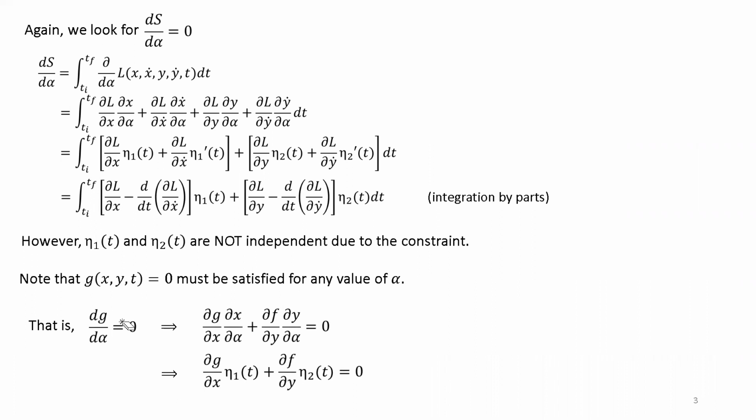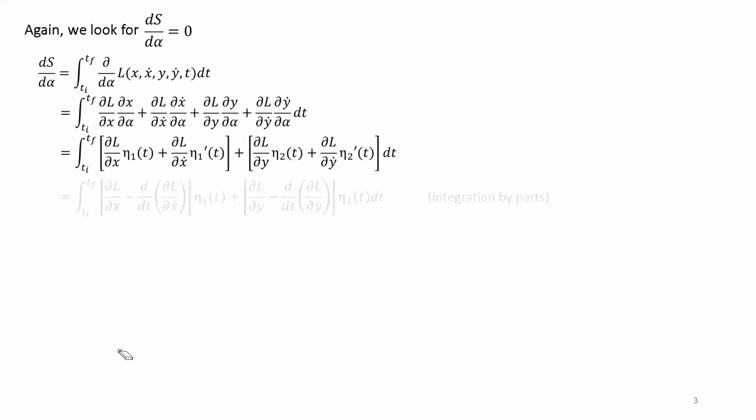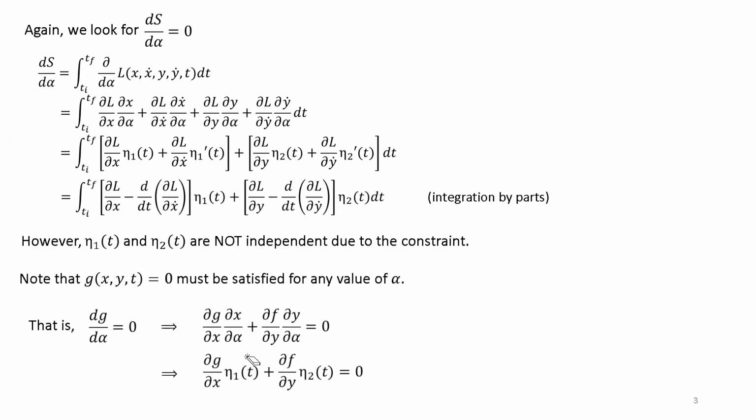And this dg/d alpha equals 0, on the other hand, can be written like this, using chain rule. Now we have this partial x partial alpha term and this partial y partial alpha term. These can be obtained from these two forms. Therefore, this partial x partial alpha is eta 1, and this partial y partial alpha is eta 2. So now we have obtained a relation between this eta 1 and eta 2.